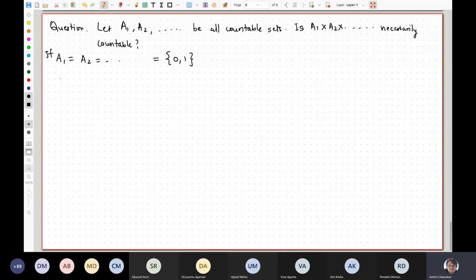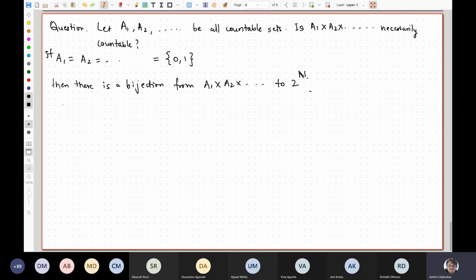If all these AIs are 0, 1, then A1 cross A2 cross... this infinite product is in bijective correspondence, in 1-to-1 correspondence. Or rather, I should say, there is a bijection from A1 cross A2 cross blah blah blah to the power set of natural numbers. And what is the bijection?